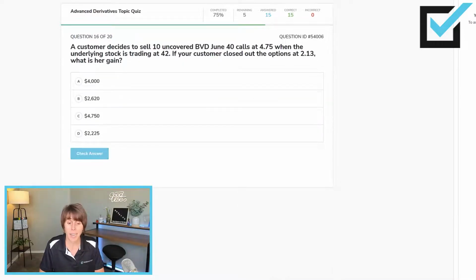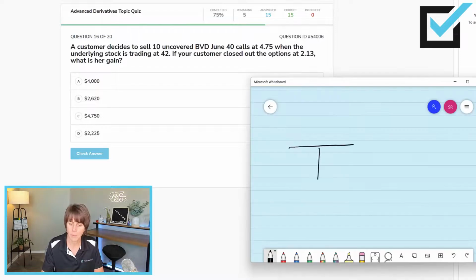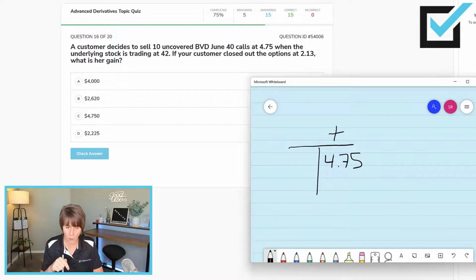A customer decides to sell 10 uncovered BVD June 40 calls at $4.75 when the underlying stock is trading at $42. If the customer closed out the options at $2.13, what is her gain? So I've got to make a chart. So in her pocket, $4.75 when she sold the calls.